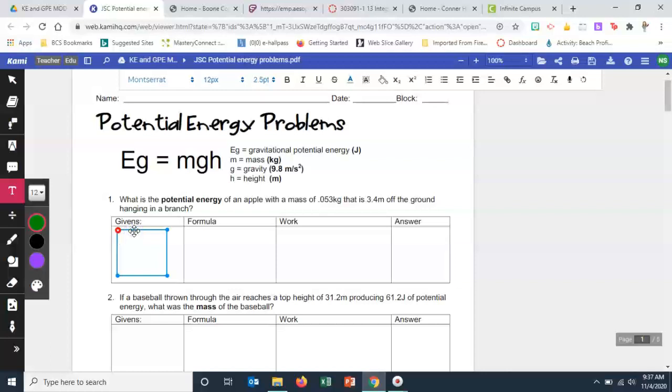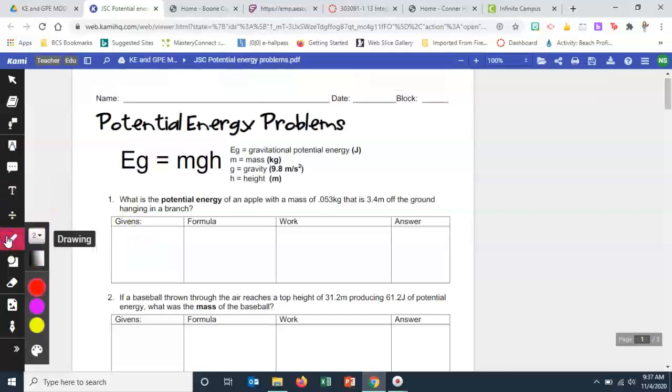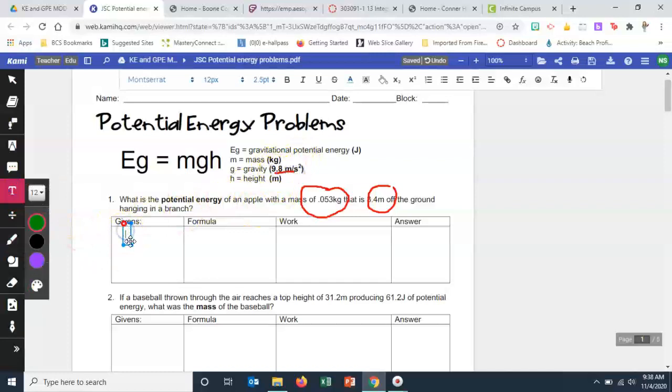It says, what is the potential energy of an apple with a mass of 0.053 kilograms, that is 3.4 meters off the ground on a hanging branch? We have our mass, and we also have our height. Just remember, we're on Earth here, so we don't know of any other places that have apple trees. So we're going to use that 9.8 for gravity. Let's go back and take a look at our givens.